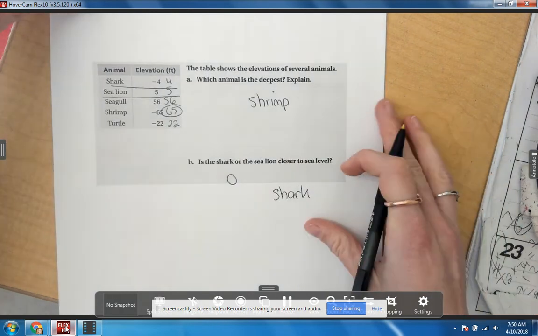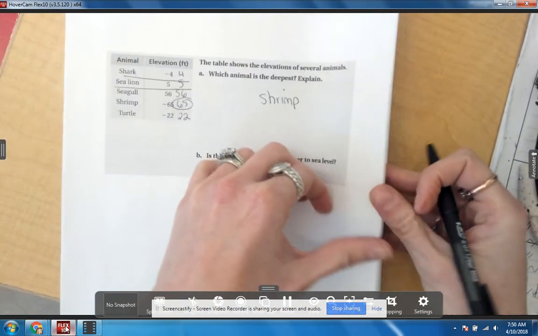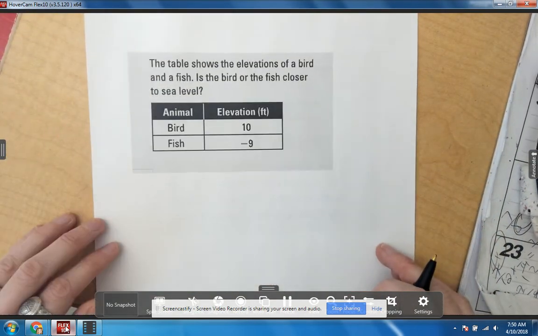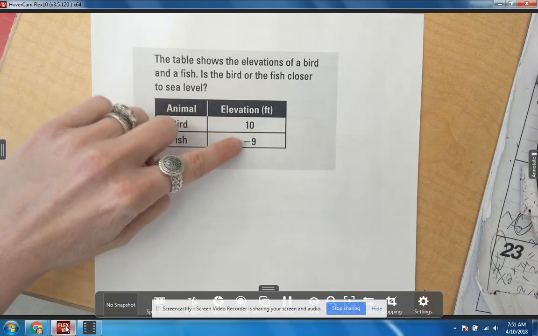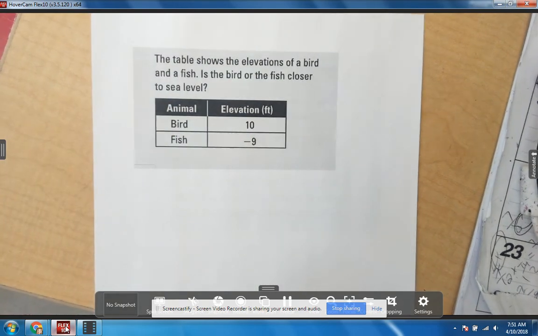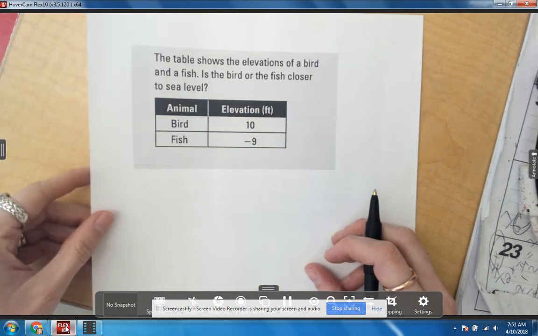All right. So let me give you one of these ones to try. It says the table shows the elevations of a bird and a fish. Is the bird or the fish closer to sea level? So which one of these numbers is closer to 0? So you make them both positive, and in this case, pick the smaller one because you want the number closer to 0. So try that one.